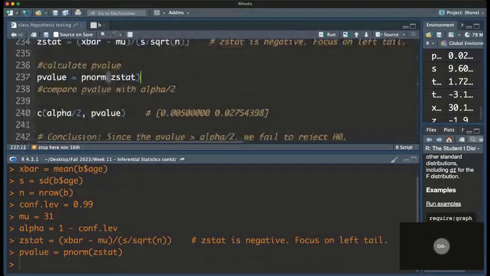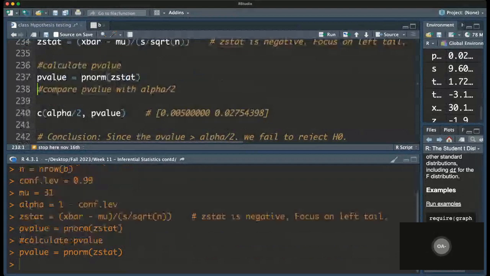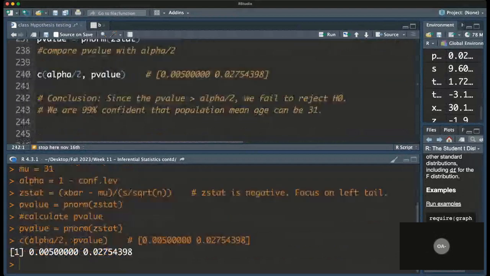And then we'll compare the two values. Naturally, if our p-value is larger than our alpha divided by 2 in this case, then we fail to reject. If p-value is less, then we reject. In this case, our p-value is greater than alpha divided by 2, so we fail to reject the null hypothesis, and we say that we are 99% confident that population mean age can be 31.